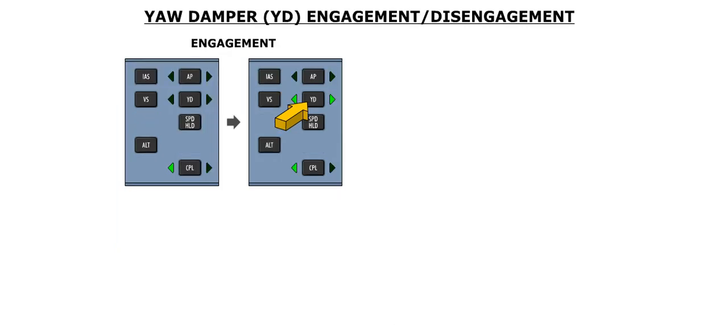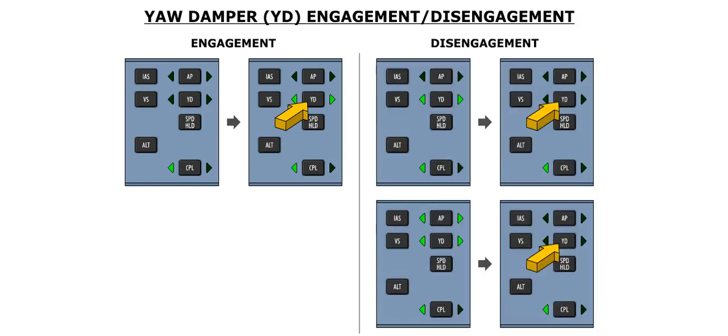The yaw damper can be engaged independently of the autopilot by means of the YD push button. The two arrows on the side of the push button illuminate when the yaw damper is engaged. If the autopilot is engaged, it will automatically disengage if the yaw damper is disengaged by pressing the YD push button.